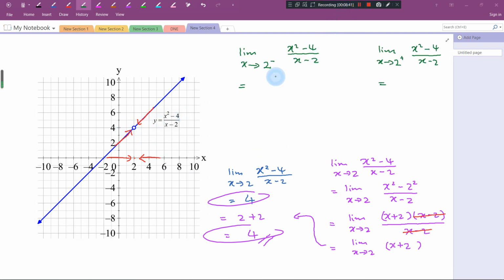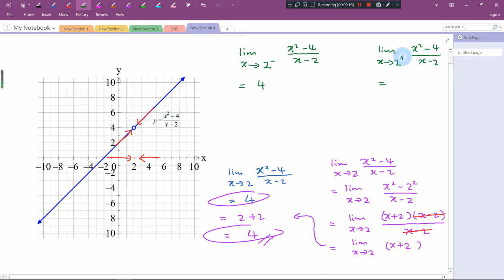Okay, let me explain a little bit about this one. This one you are going to learn in the future. You will notice that I put a minus sign on the top of the 2 here. This doesn't mean negative 2. It just tells you that as x approaches 2 from the left hand side, the value of y approaches 4, right? So the answer here will be 4.